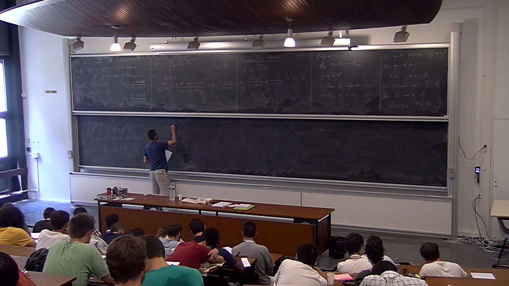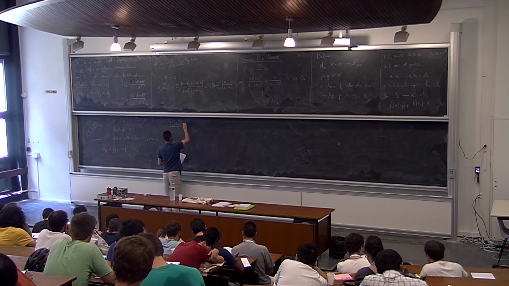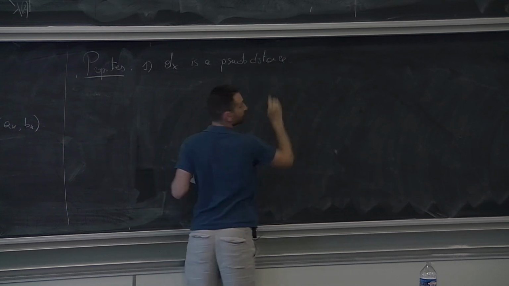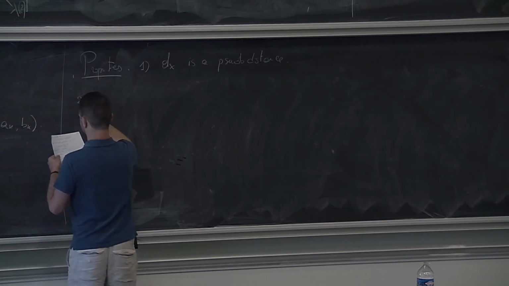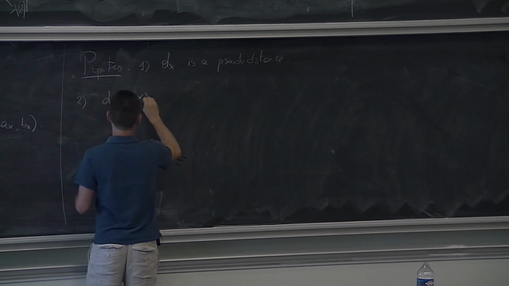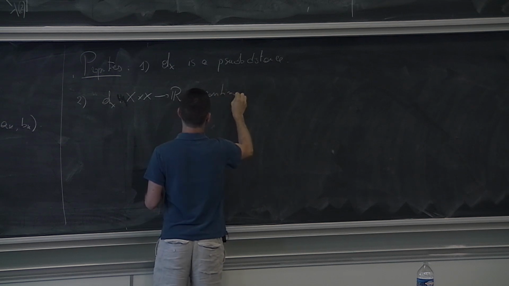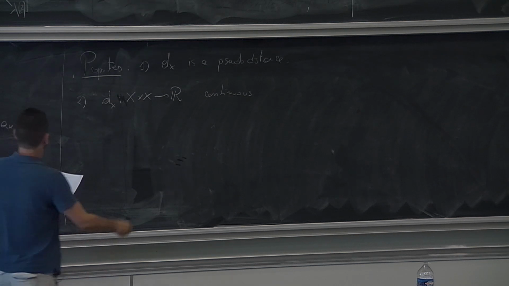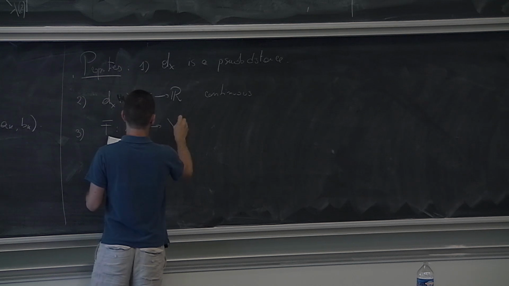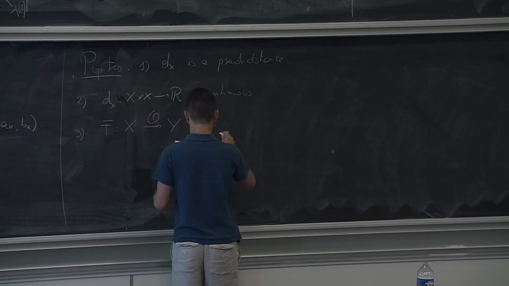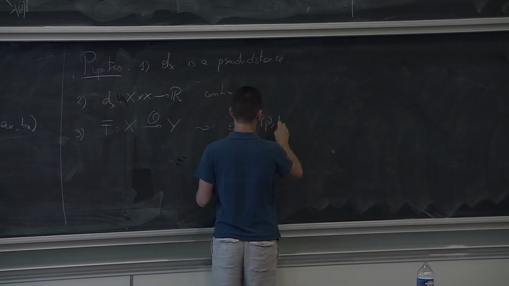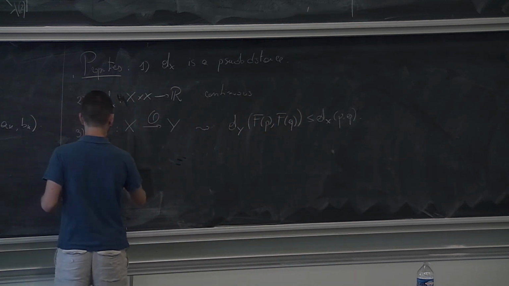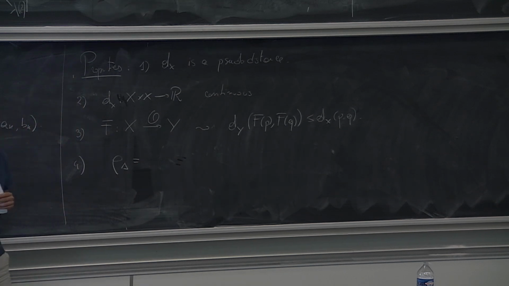So some properties. First of all, dX is a pseudo distance. Good to know. 2, it is continuous as a function, I mean with respect to the Euclidean topology in X. 3, if you have some holomorphic map from one manifold to another, then it is distance decreasing, as wanted. 4, if you make the same construction on the disk, you recover the Poincaré distance itself.